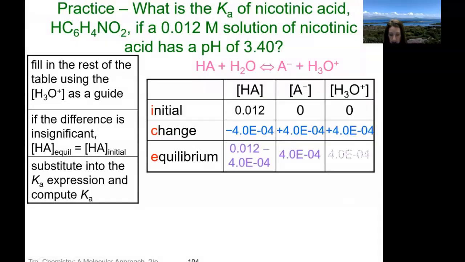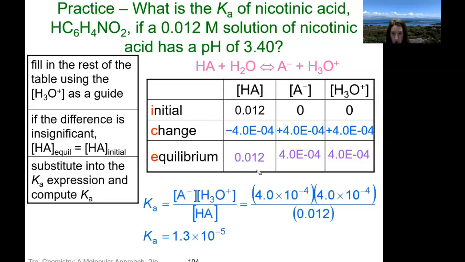So when we put in our changes, now when we subtract 0.4 times 10 to the negative fourth from 0.0012, it's going to be beyond our significant figures. So when we do this, we end up with the same exact thing. We end up with 1.3 times 10 to the negative 5. Okay, so it should be about and around this.